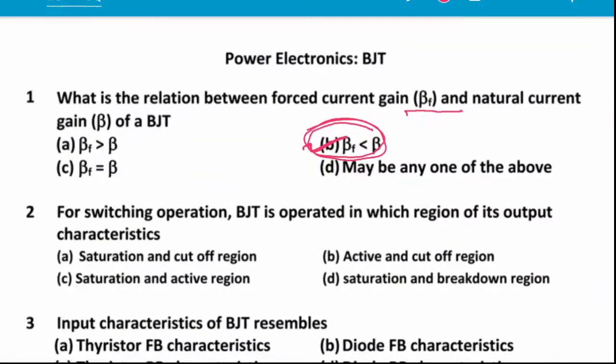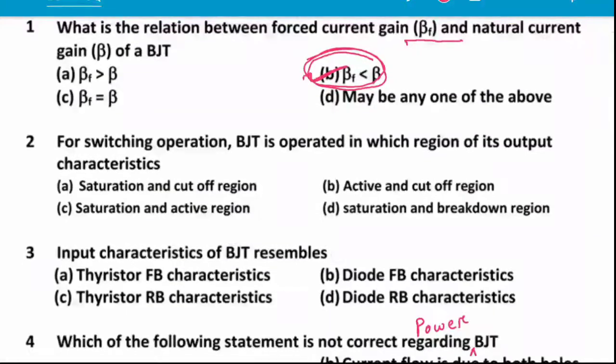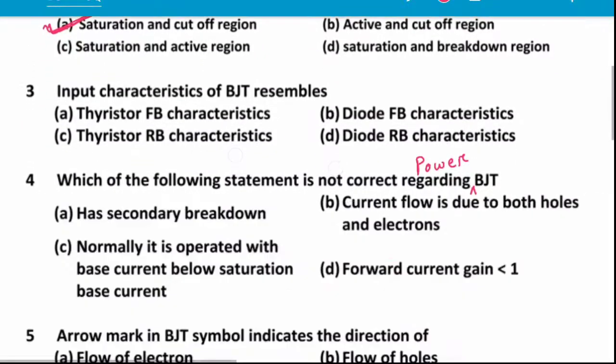Next question: for switching operation, BJT is operated in which region of its output characteristic? This is the saturation and cutoff region. Next question: the input characteristic of BJT resembles option A, thyristor forward bias characteristic, option B, diode forward bias characteristic, option C, thyristor reverse bias characteristic, option D, diode reverse bias characteristic.